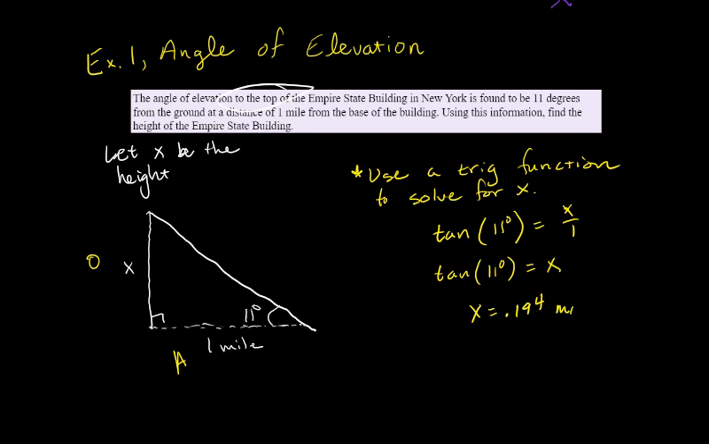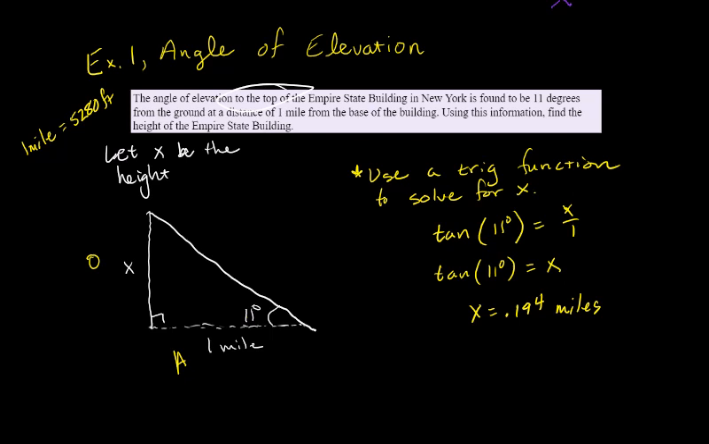0.194-ish miles. Now, it would be weird to say that the Empire State Building is 0.194 miles tall. So somebody might ask for this in feet. So if you remember, the conversion is 1 mile is 5,280 feet. So I might multiply 0.194 by 5,280, or tangent of 11, whatever that ended up being, and multiply by 5,280, so that I could then see what the actual amount is in feet.